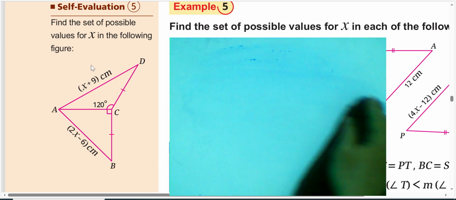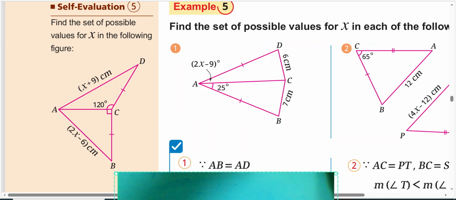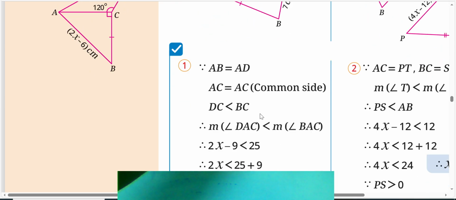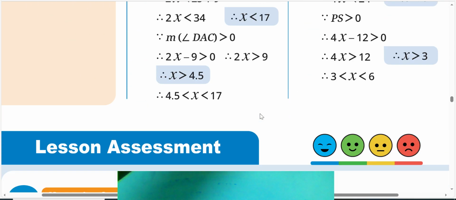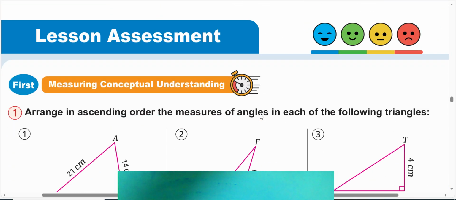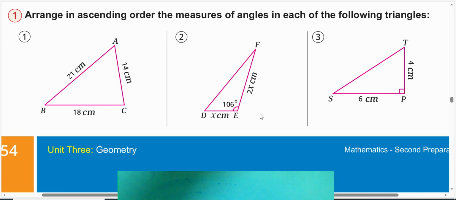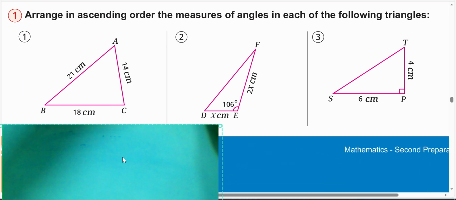Next example down. Self-evaluation number 5, it's an easy question. Okay. Next question down here, lesson assessment. Okay, arrange in ascending order the measure of each angle of the following.